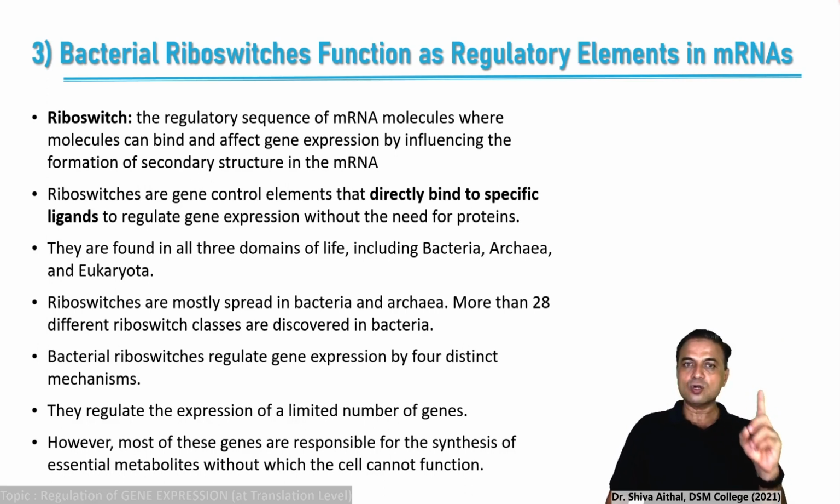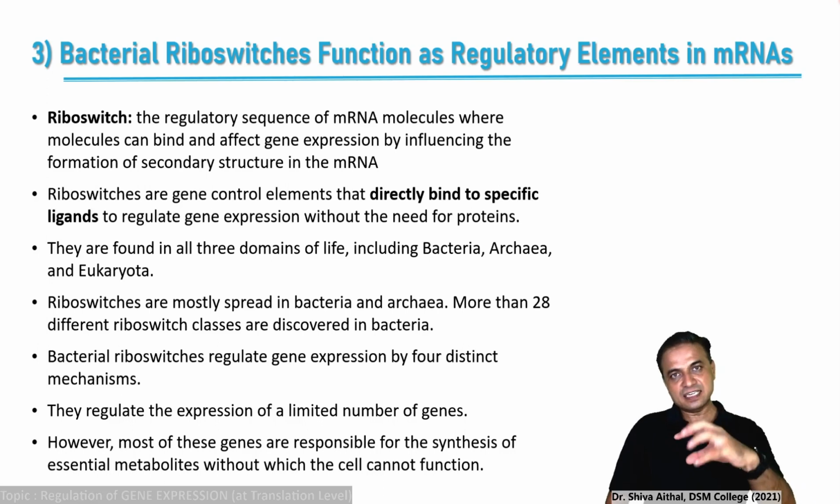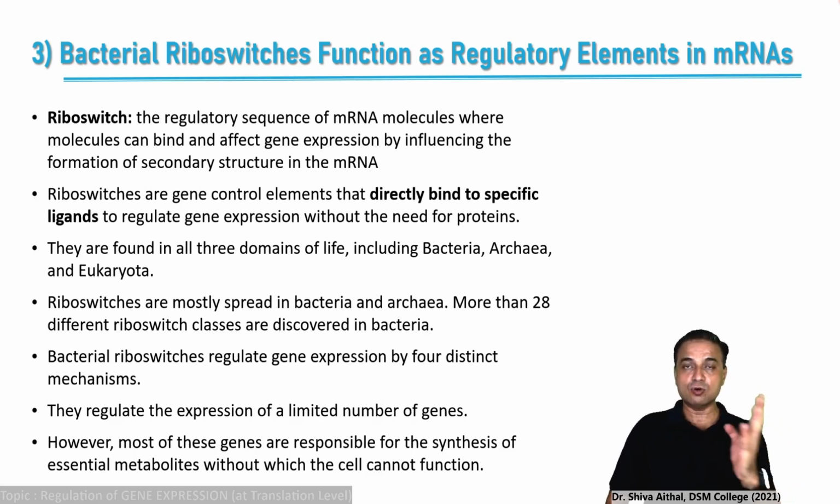Riboswitches are gene control elements which directly bind to specific ligands, such as the repressor protein, and thus regulate gene expression without the need for any extra proteins. Okay, there are no extra proteins needed, and that regulation is carried out. These riboswitches, I would like to emphasize, are found in all three domains of life, including bacteria, archaea, and eukaryota, everywhere.